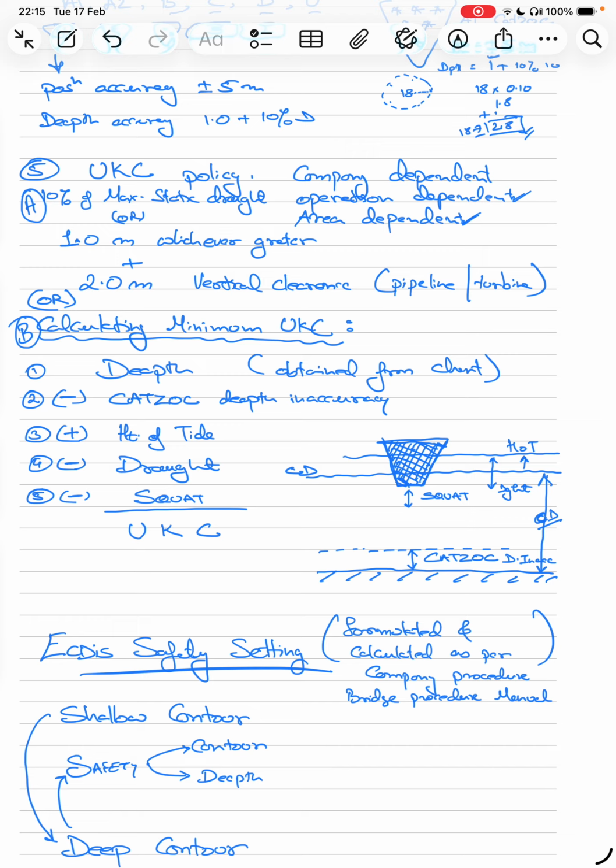Like this, you have the UKC policy, or they might also give you some considerations to calculate the underkeel clearance required at any time. This will be the depth from the chart you will have. In that, you will have to apply the CATZOC depth inaccuracy factor, which we had calculated before, which for every CATZOC variety is 1 meter plus 10%, or 2 meters plus 5%, or 10%, something like this. We need to check. So that CATZOC depth and accuracy we also need to account for. Then we need to account for height of tide. We need to account for the draft of the vessel, whatever the draft is, and we also need to account for the squat of the vessel. Then the UKC is obtained.